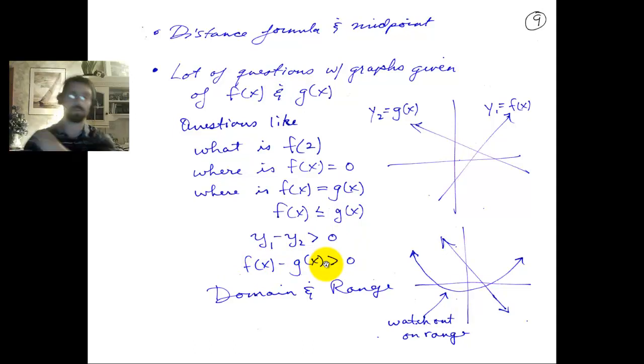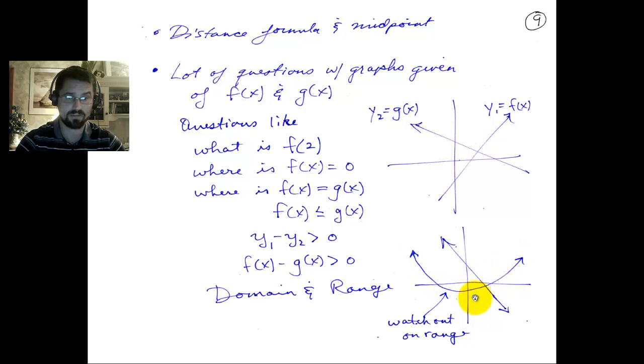The other question you may be asked, and actually it's not a maybe, you will be asked, is the domain and range of some functions. Just keep in mind, if it's linear, the domain and range are negative infinity to positive infinity. If it's nonlinear, you have to be a little more careful. In the case of a parabola, the range does not extend beyond the highest or lowest point.